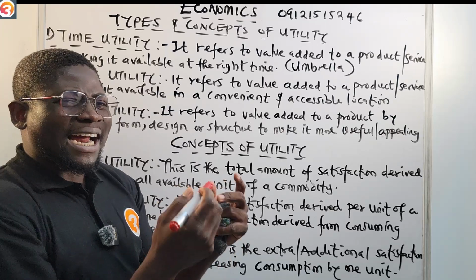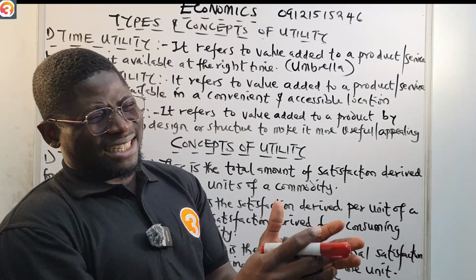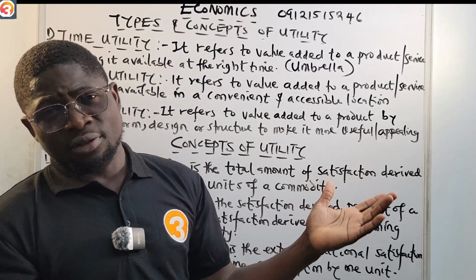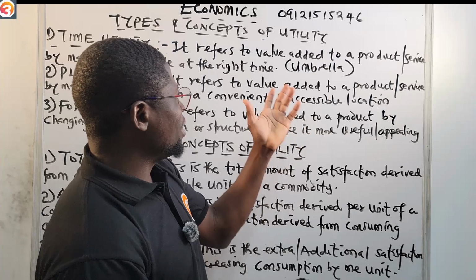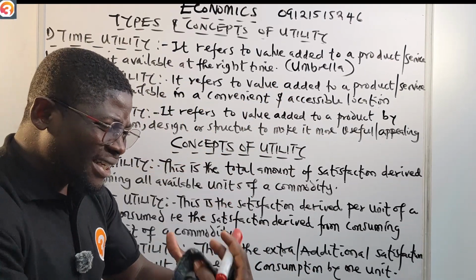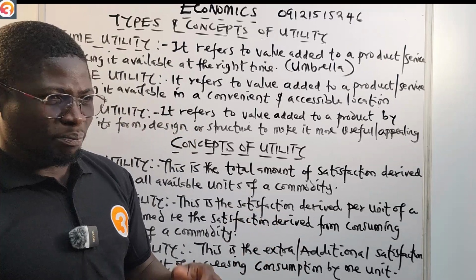But during the dry season, its usefulness changes, because of what? The time period. So during the dry season, you can use it to shield yourself against the sun, and so on and so forth. So umbrella is an example of a commodity that has a time utility. A commodity's utility can change at different times or periods.